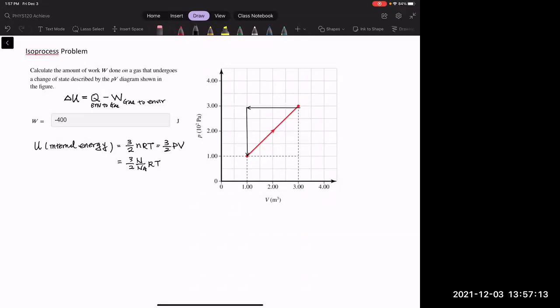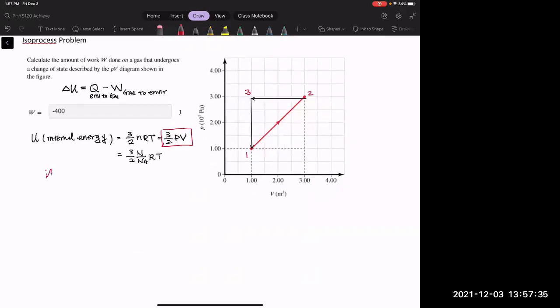For each one of the points, let's say this is point 1, this is point 2, this is point 3. The easiest way to find this is simply to use this equation here, 3/2 P times V. So if I want to find U sub 1, that is 3/2, and you look at point 1, what is the pressure? The pressure is this value. So pressure is 1 times 10 to the negative 2.